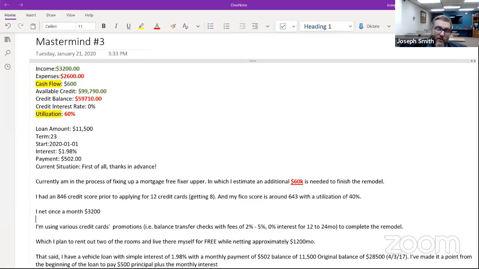They need $60,000 of cash to finish this remodel, and when doing so, they believe that they will boost their income. They feel like if they could just eliminate the auto loan payment, that would free up an extra $502 for them, and that would give them more cash flow. So I understand where they're thinking and what they're trying to do.